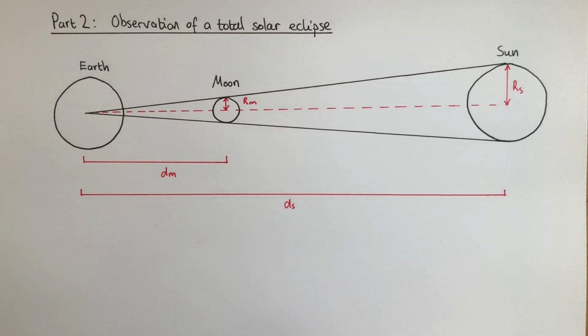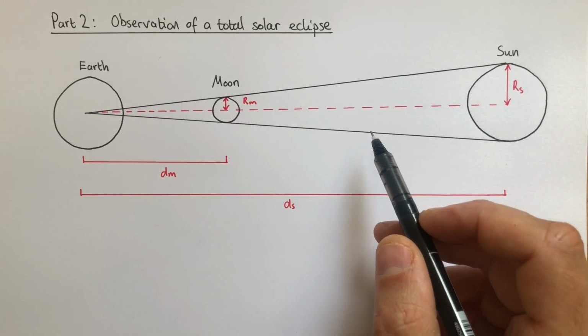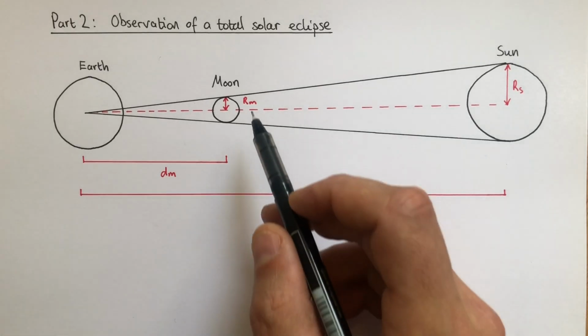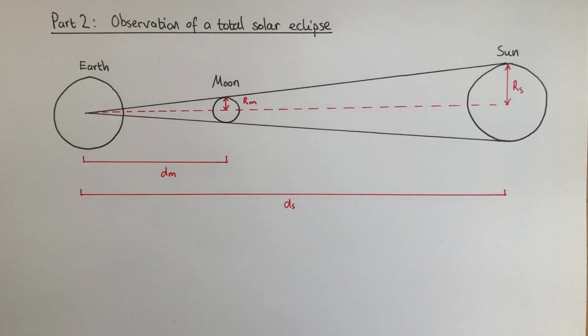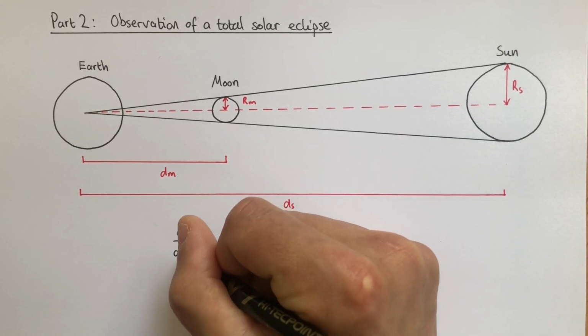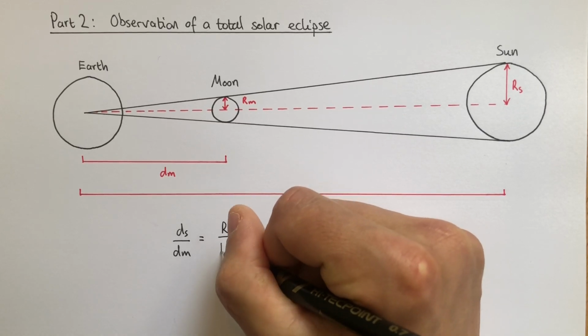Notice that the smaller right-angled triangle is contained within the larger right-angled triangle, and this tells us that these two triangles are similar. That simply means that the ratio of the two triangle base lengths, dm and ds, is the same as the ratio of the two triangle heights, rm and rs, and therefore we can write ds divided by dm equals rs divided by rm.